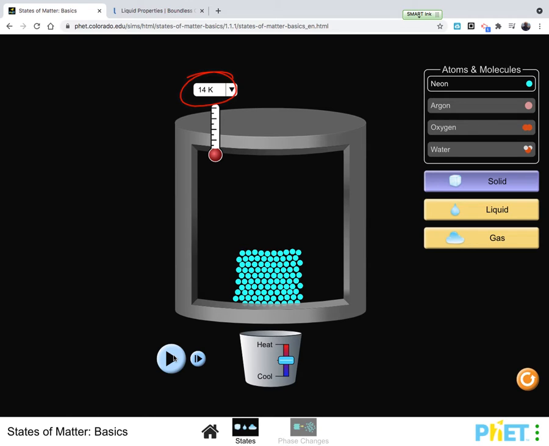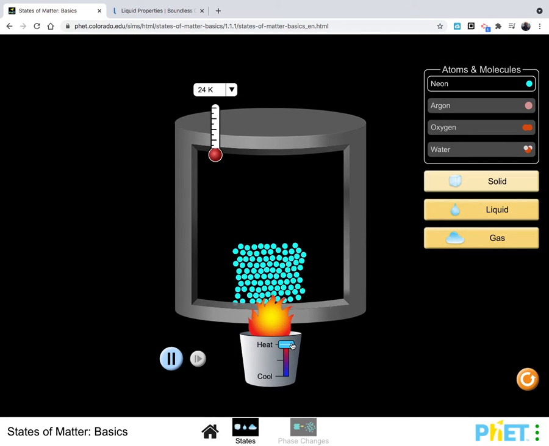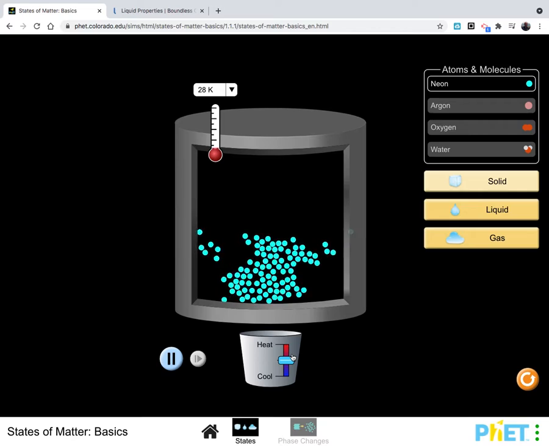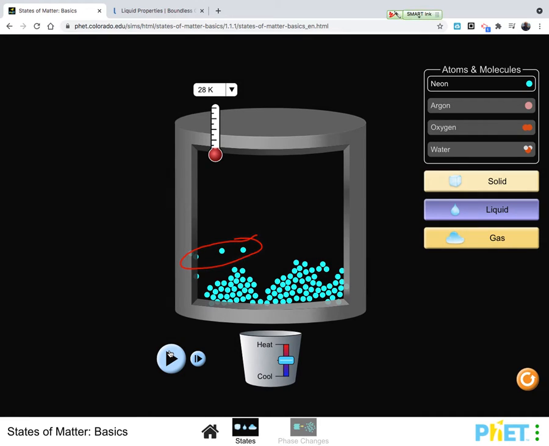Now, if we give the molecule a little bit more energy, we will end up making the liquid. So if we heat it up just a bit, I may have gone a little too far, but let's just tap the liquid button. And this is what a liquid should look like. So if we hit the pause button, with the exception of these top ones that are starting to evaporate, this is kind of what your liquid should look like. You should just draw circles that are still closely packed together.